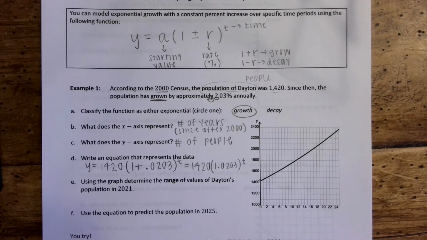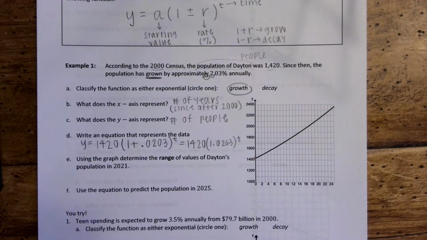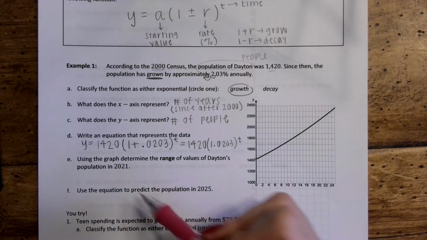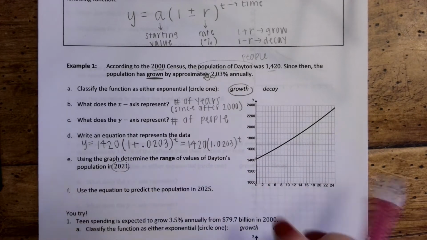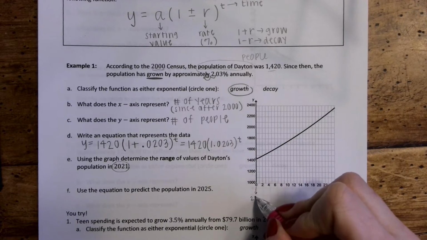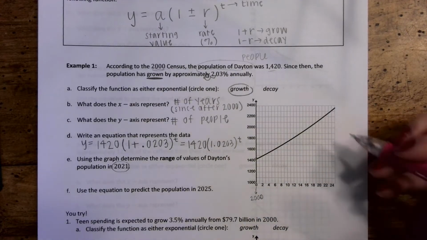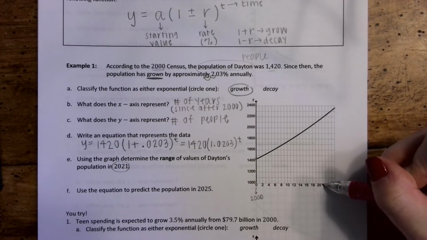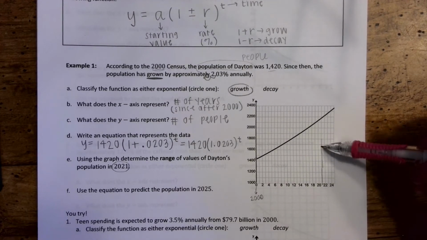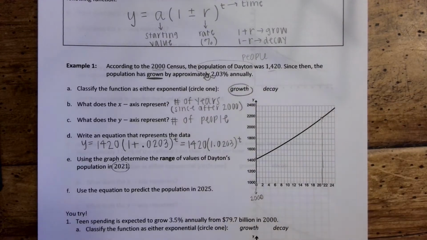In part E, it says to use the graph to determine the range of values of Dayton's population in 2021. So the first thing I need to do is find where 2021 is on the x-axis. If my starting value was the year 2000, that means that I'm going to go over to 21, right here. And I'm going to draw just a straight line up from 21. So it looks like somewhere right in here.